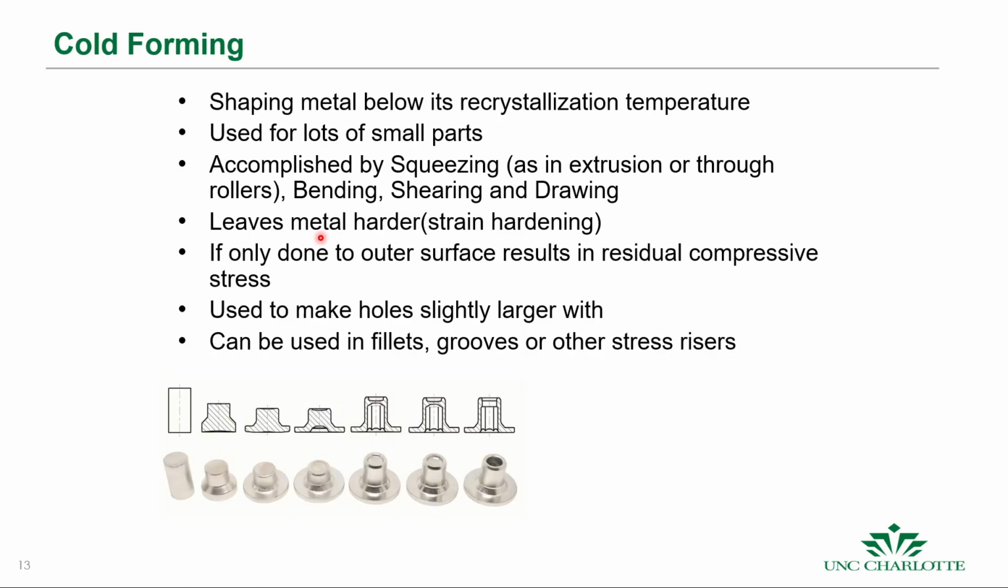Cold forming is also used, and that's where we work the metal's outer surface. So we shape the metal below its recrystallization temperature. That means it's not melting, so it stays in that phase. This is used for a lot of small parts, and it's accomplished by forming, but we say squeezing, bending, shearing, drawing. It leaves the metal harder because we exceed the yield stress in the stress-strain diagram, which causes strain hardening.